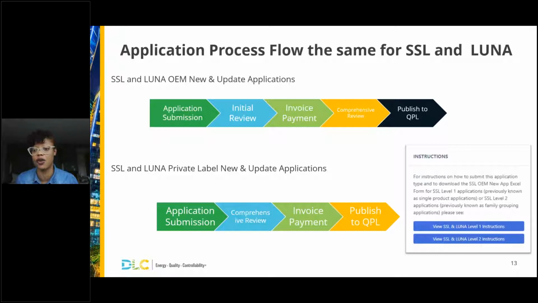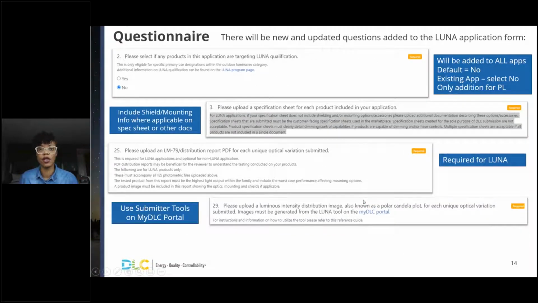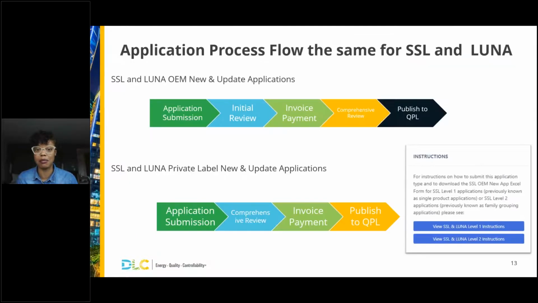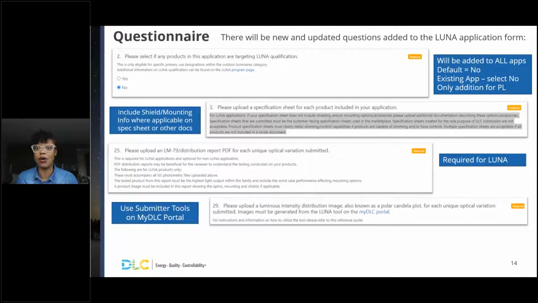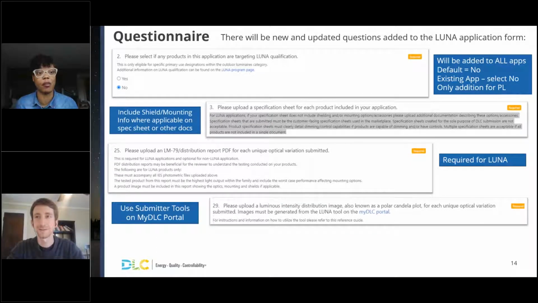There are different instructions for level 1, which was previously known as single product applications, and also instructions for level 2 applications, which were previously known as family grouping applications. When you go into an application for LUNA, there will be some changes to the questionnaire. There will be new and updated questions added. And at this time, I'll hand this over to Aaron Feldman to go through the questionnaire changes.